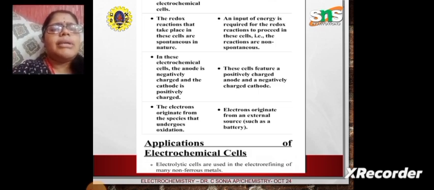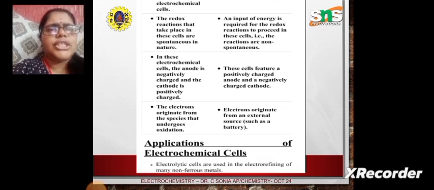In galvanic cells, the anode is negatively charged and the cathode is positively charged. And electrolytic cells feature a positively charged anode and a negatively charged cathode. In galvanic cells, the electrons originate from the species that undergo oxidation. In electrolytic cells, the electrons originate from an external source such as a battery.